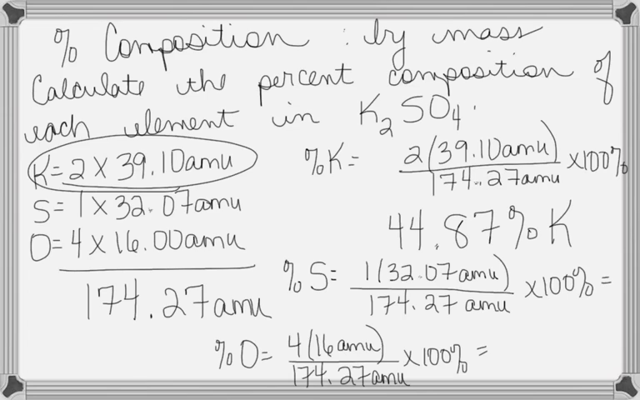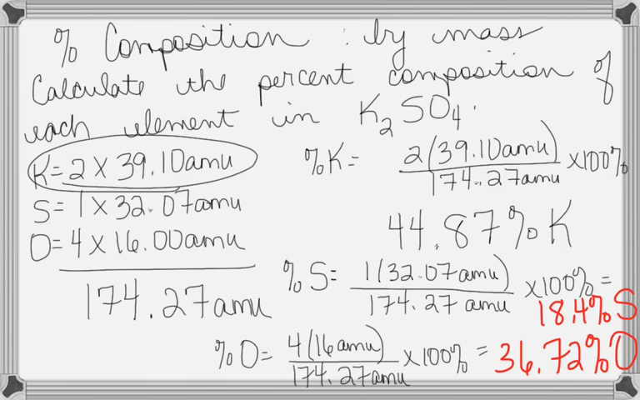I've got sulfur and oxygen set up for you. Do y'all have the percent sulfur calculated? 18.40, is that what y'all have for sulfur? What'd you get for oxygen? 36.72% for the oxygen. Is there a way I can check what I have?